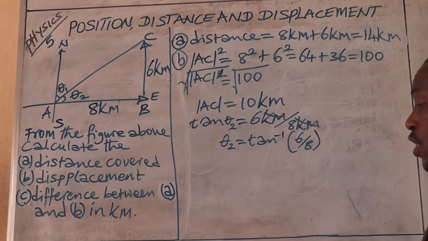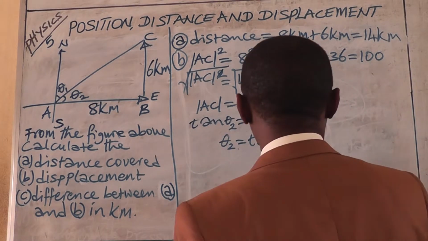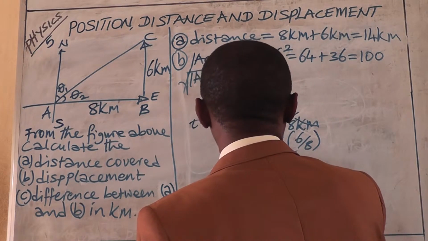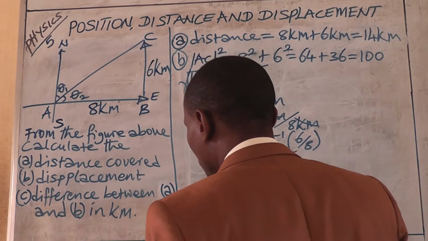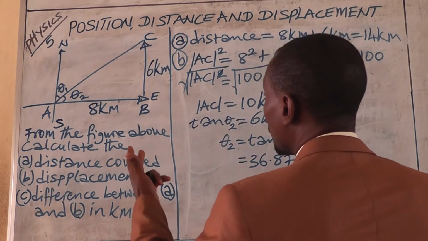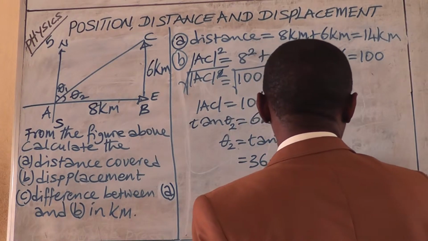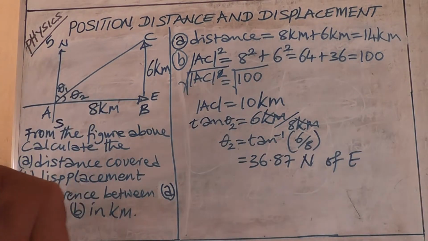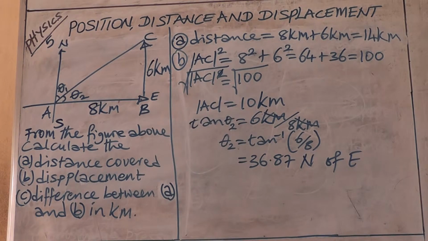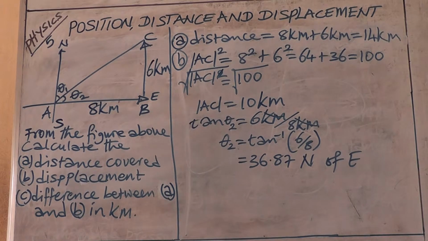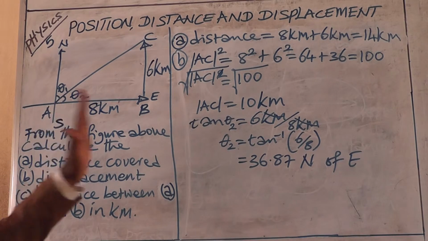And tan inverse of 6 over 8, what have we? We'll have 36.87. That is what we have. But we need to put the angle, the direction rather, north of east. Now, check it. You have 36.87 north of east. If you have this, you are okay.